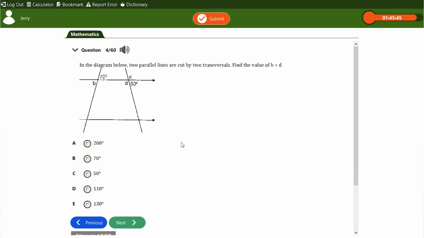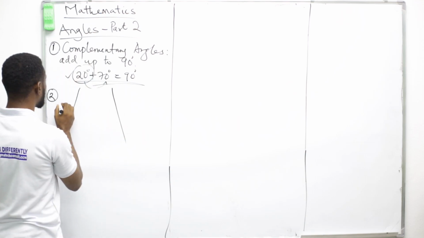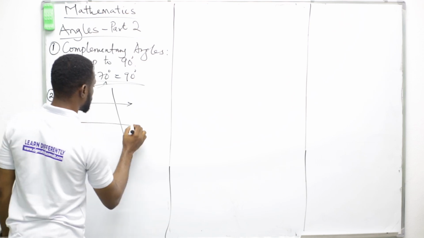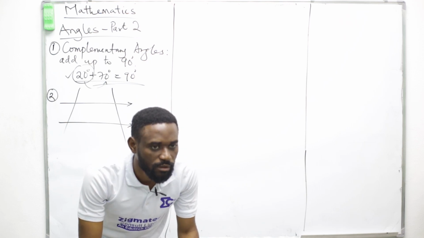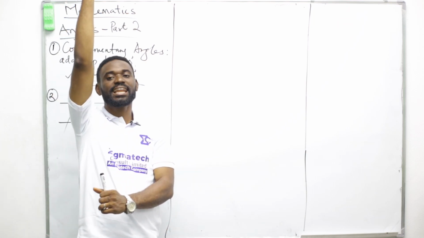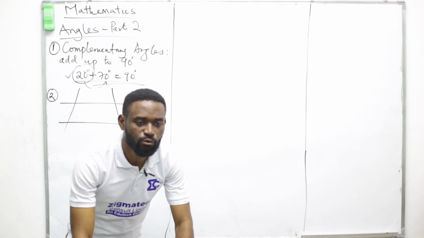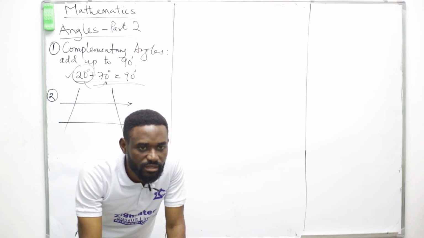Now, let's look at this. In the diagram below, I won't write the question since you can see what we have there. I'll only give you the figure here. We have two parallel lines going this way, and we have another one going this way. In the diagram, two parallel lines are cut by two transversals. A transversal is a line that cuts parallel lines. Now, they say we should find the value of B plus D.